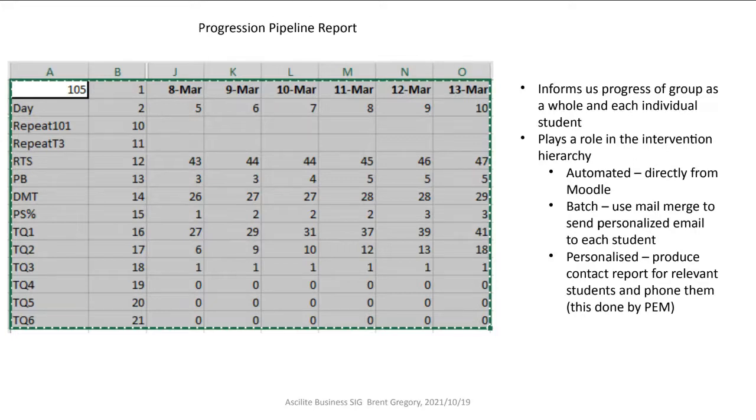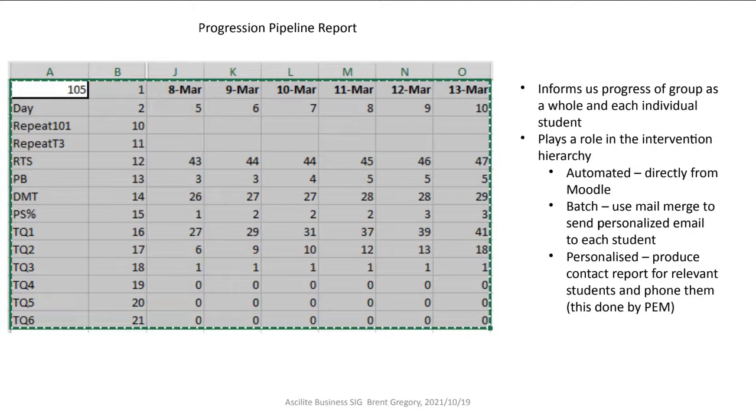There's automated intervention. So in Moodle, if a student has not completed tutorial quiz 1 by a certain date, they'll have a message directly from Moodle to say something like, "Dear Brent, you need to be aware that you've not completed tutorial quiz 1. It should have been done by yesterday. If you've got any issues, please contact me."